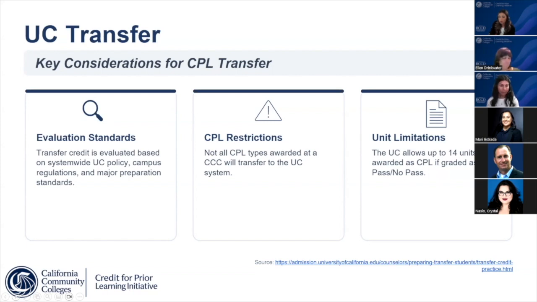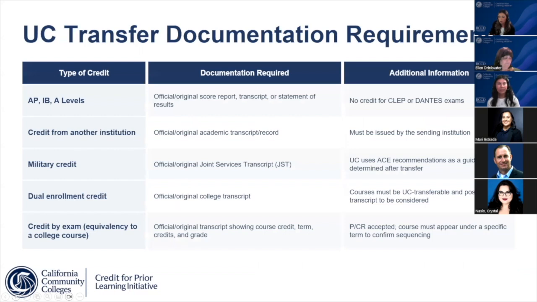Let's go over the different types of credit by exam and what type of documentation is going to be required by the UC. First, the AP, IB, and A levels. The UC requires that they have an official score report or transcript, and they will not accept CLEP or DSST.